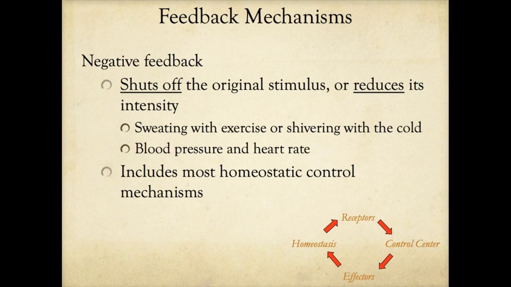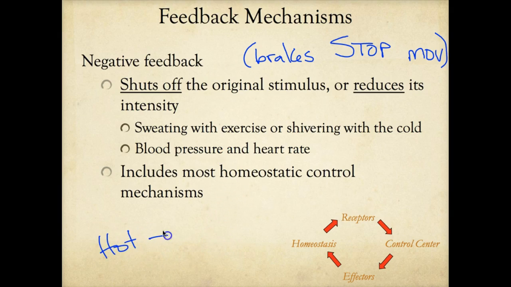Okay? So first and foremost, negative feedback. Think of negative feedback as the opposite. It's the brakes that stop a moving car. So it shuts off or reduces the intensity of the initial thing. Again, I'm hot, sweating reduces the heat. So that's a negative feedback mechanism. Most of our homeostatic control mechanisms operate on this idea of opposing or stopping the initial stimulus. We want to slow it down. We want to make it less.